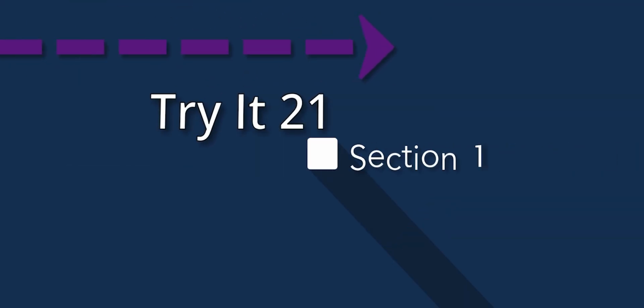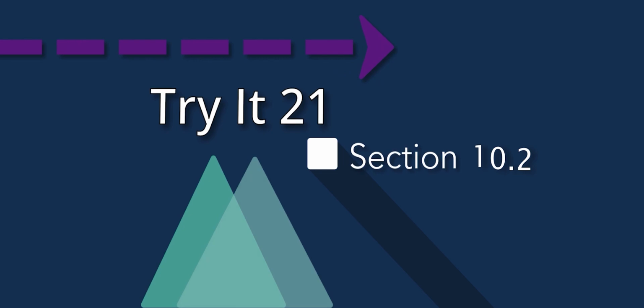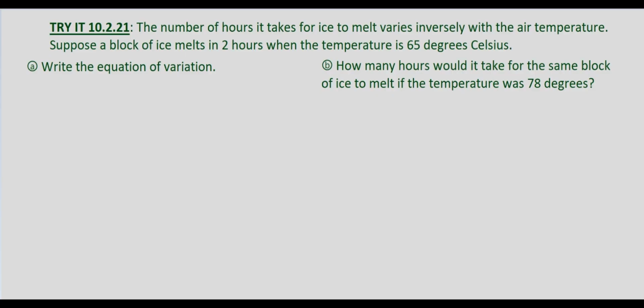So we've moved on from direct variation to indirect variation. And in this problem, we're told that the number of hours it takes for ice to melt varies inversely with the air temperature. Suppose a block of ice melts in 2 hours when the temperature is 65 degrees Celsius.